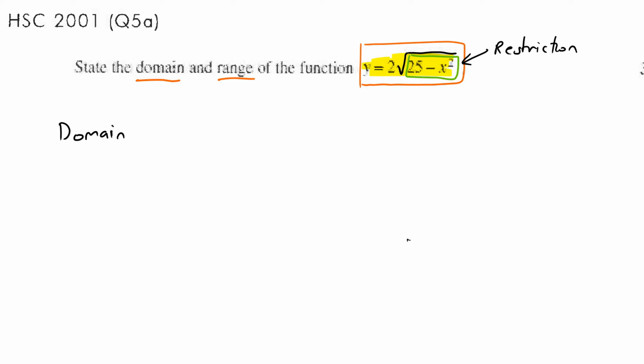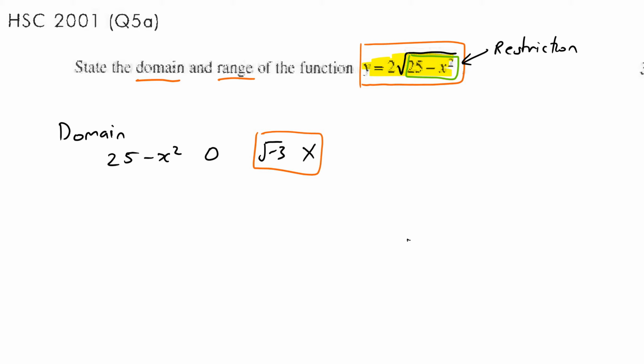So a way to say that everything in this green rectangle has to be positive is by writing 25 minus x squared must be greater than or equal to 0. 0 is also included because you can have the square root of 0, but you can't have the square root of a negative number. So something like this doesn't actually exist in the real number field. That's why we're saying that everything inside must be greater than or equal to 0.